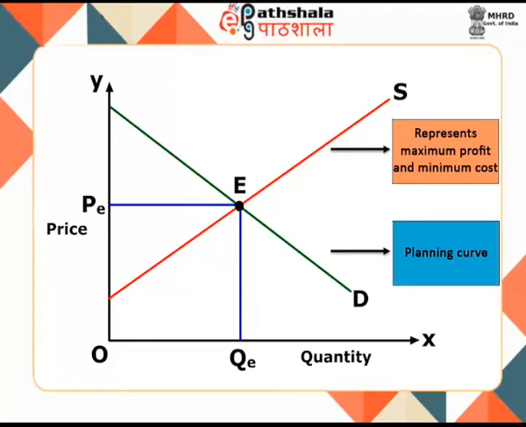Their chosen positions are mutually consistent. Also, at point E, the market for the good is at rest. The opposing forces are in balance. PE and QE are the equilibrium price and equilibrium quantity respectively.